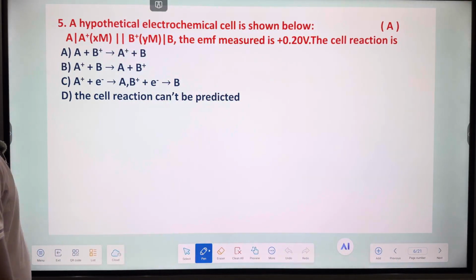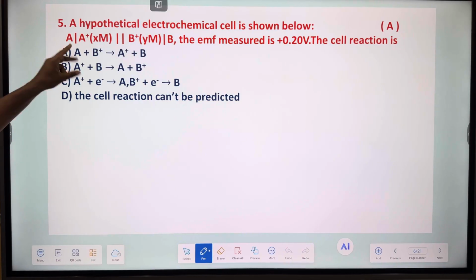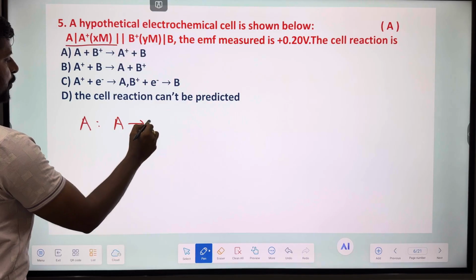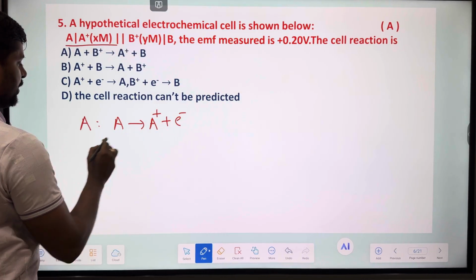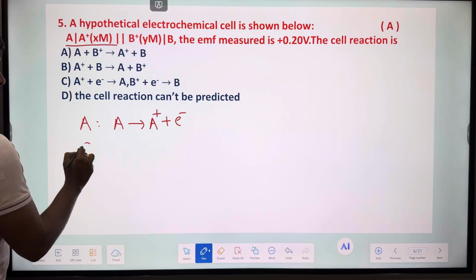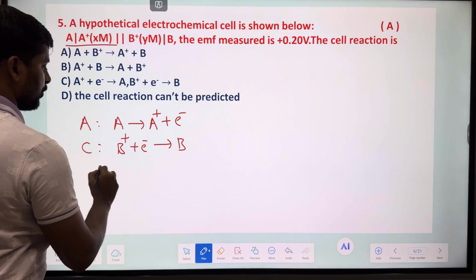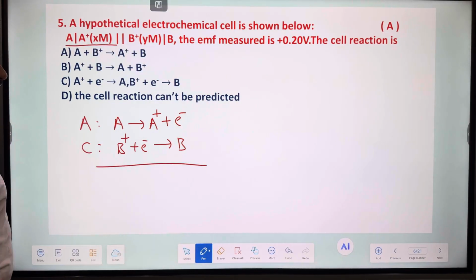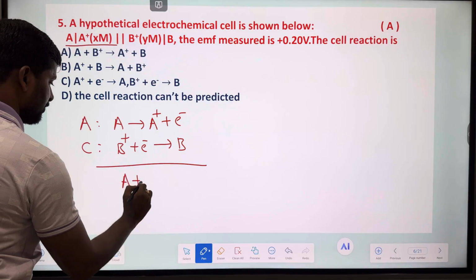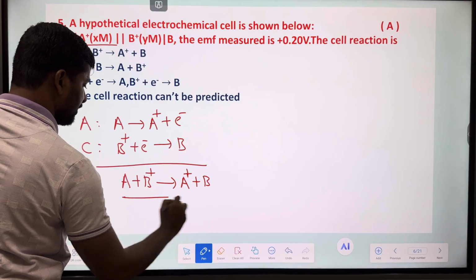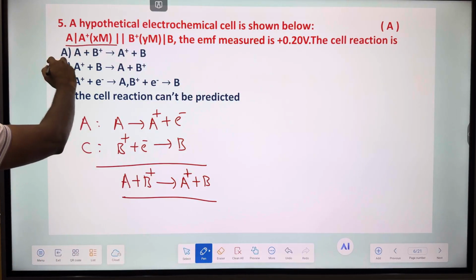Next one, a hypothetical electrochemical cell is shown below. What about the cell reaction? Direct question. What is the reaction at anode? This is anode. So the reaction at anode is A gives rise to A+ plus electrons. What is the reaction at cathode? That is B+ plus electrons gives rise to B. So what is the net reaction? Always electrons are to be matched and balanced. So A plus B+ gives rise to A+ plus B. Direct question. So this is the cell reaction. So option A is correct.